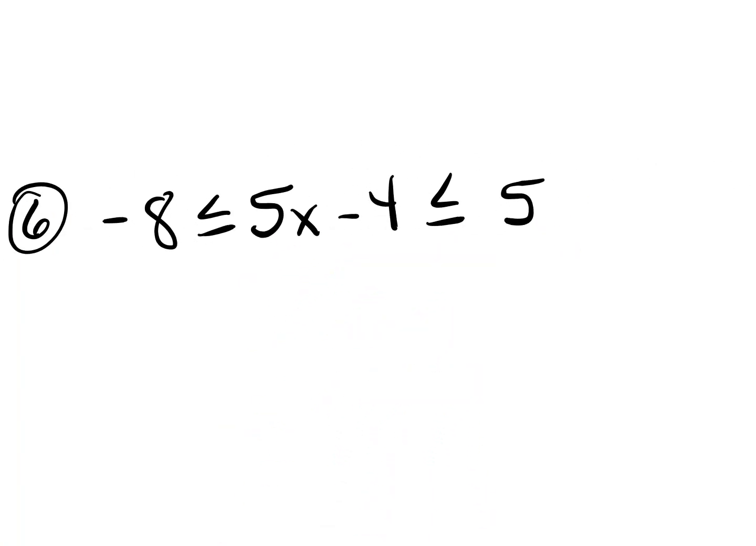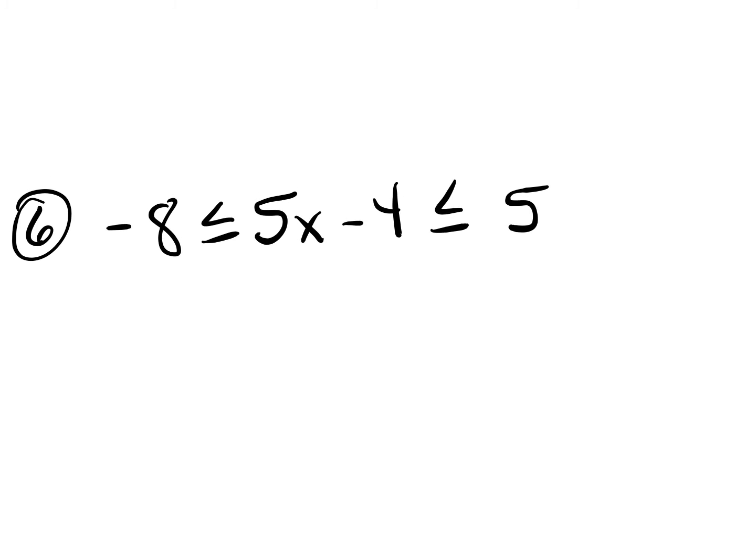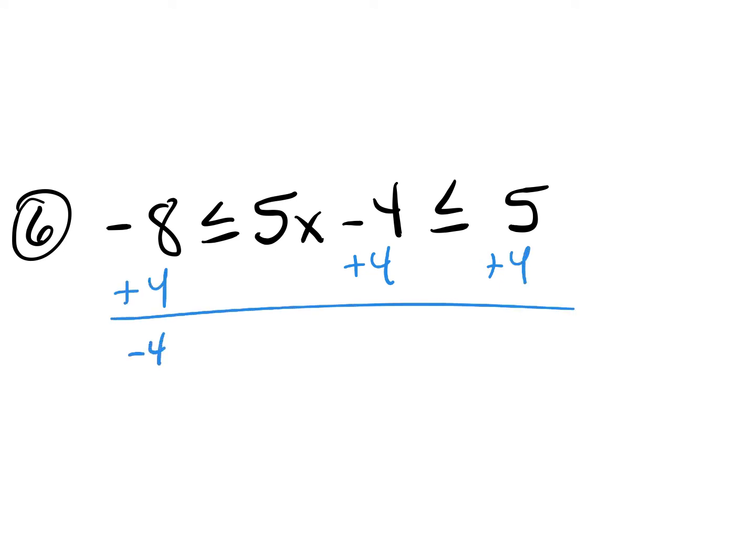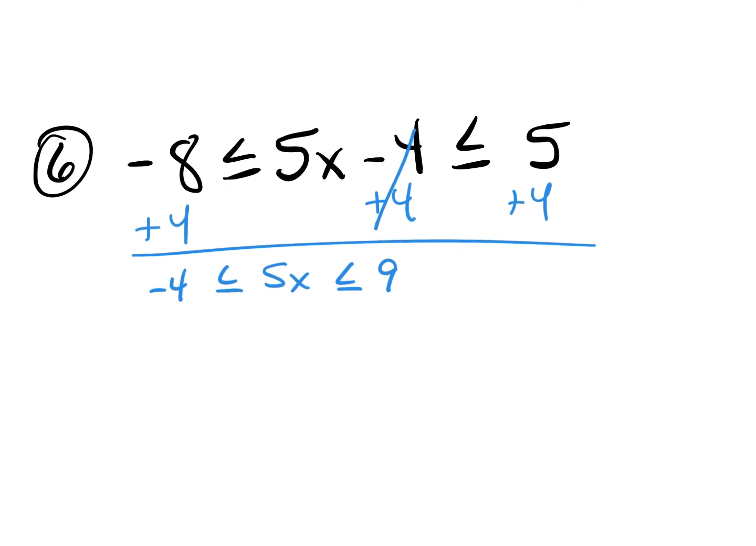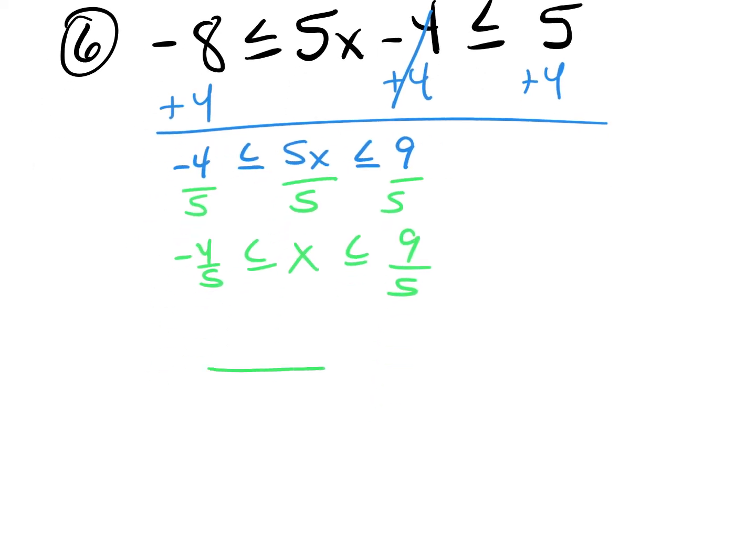All right. Is this an in-betweener? Yes. So that means we have to be fair to the left-hand side and to the right-hand side. So the first thing I'm going to do is add 4. So negative 8 plus 4 is negative 4, less than or equal to 5x, less than 9. Now what? Divide everything by 5. Good. So negative 4/5 is less than or equal to x, less than or equal to 9/5. Not a big deal. But what do you guys notice about negative 4/5 and 9/5?